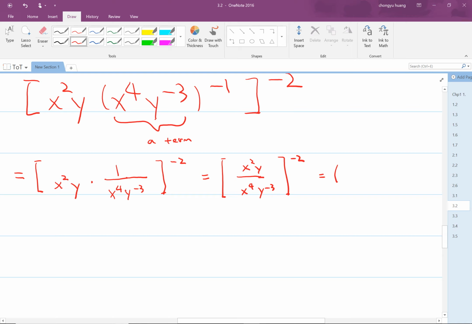You see there's x to the power 2 over x to the power 4, so you know right away it's x to the power 2 minus 4, which is x to the power negative 2. And for y, it's y to the power 1 over y to the power negative 3, so it's y to the power 1 minus negative 3. 1 minus negative 3 is 1 plus 3, equal to 4. So it's y to the power 4, all to the power negative 2.